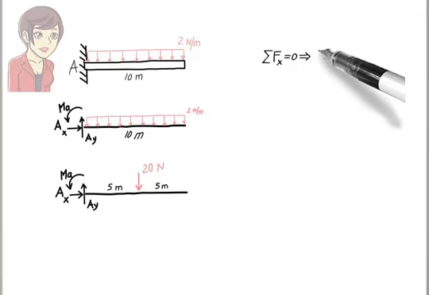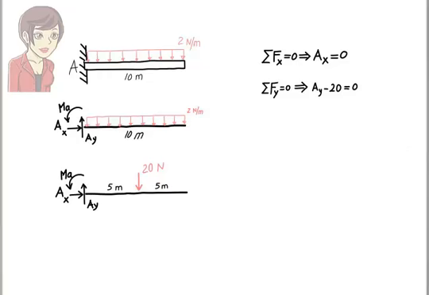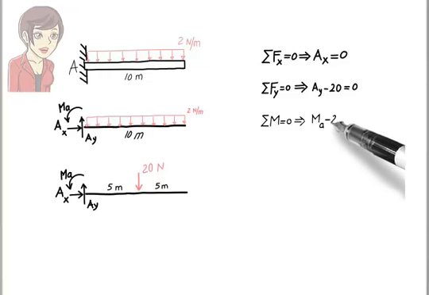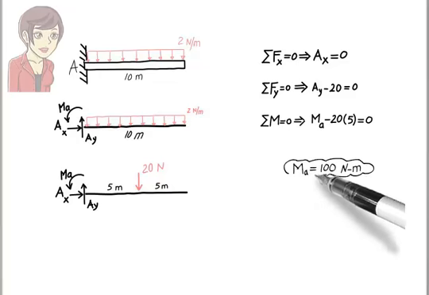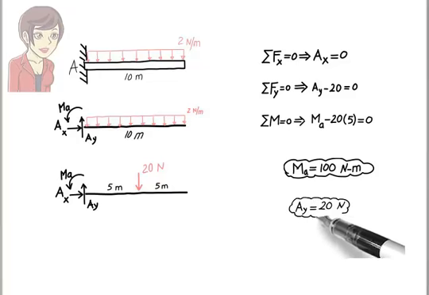AX equals 0. AY minus 20 equals 0. MA minus 20 times 5 equals 0. Solving the last equation for MA gives MA equals 100. From the second equation we get AY equals 20. And the first equation gives us AX equals 0.